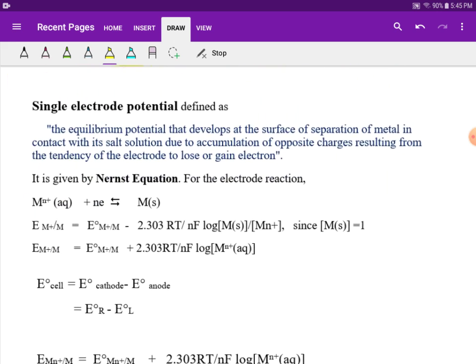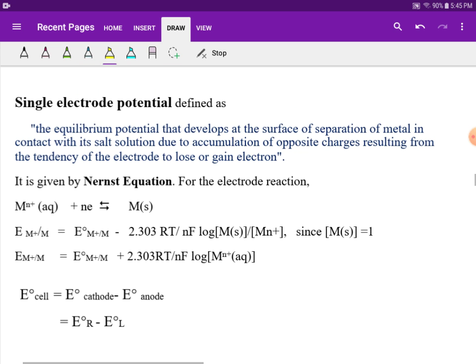Then the scientific definition of the single electrode potential is that it is the equilibrium potential that develops at the surface of separation of metal in contact with its salt solution due to the accumulation of opposite charges resulting from the tendency of the electrode to lose or gain electrons. The single electrode potential is given by the Nernst equation.